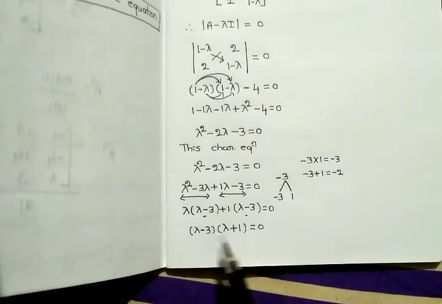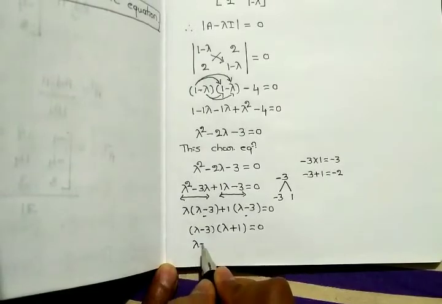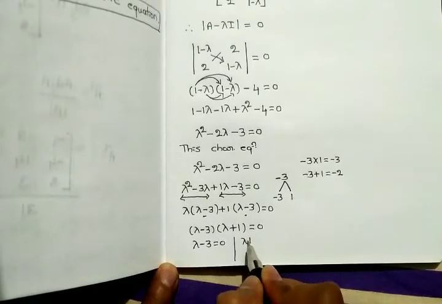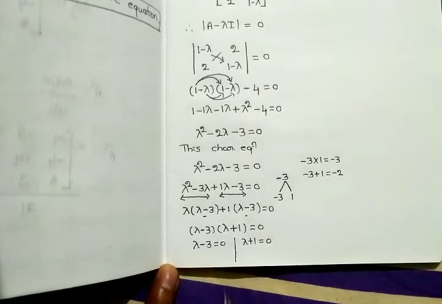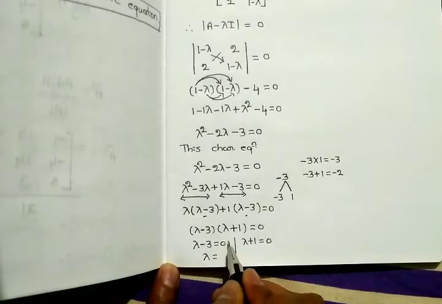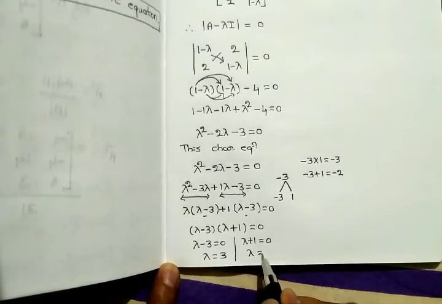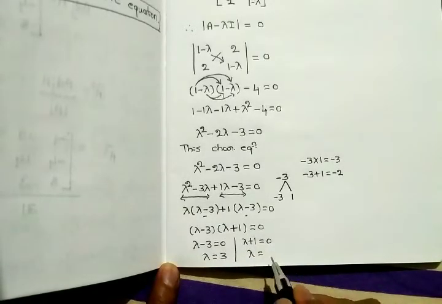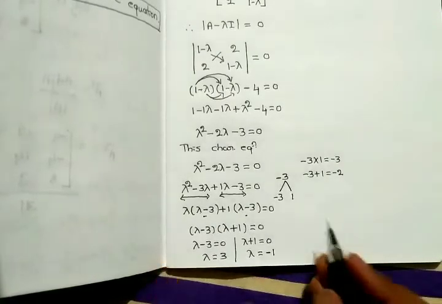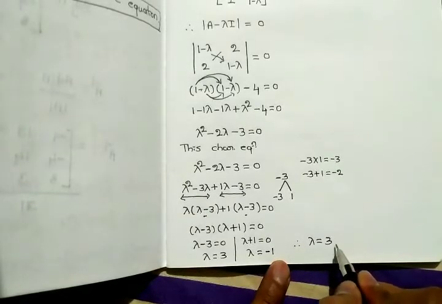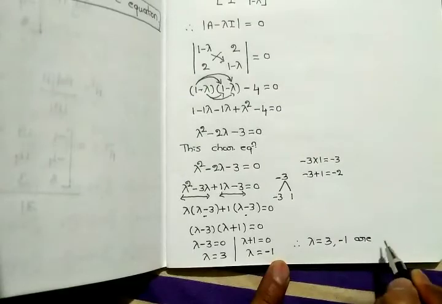Next, to get the roots, we are going to equate. So lambda minus 3 equals 0, or the next value, lambda plus 1 is equal to 0. Therefore lambda is equal to 3, because if you shift minus 3 to the right-hand side it becomes plus 3. And lambda is equal to minus 1, because if you shift plus 1 to the right-hand side it becomes minus 1. Therefore you have to write lambda is equal to 3 and minus 1.